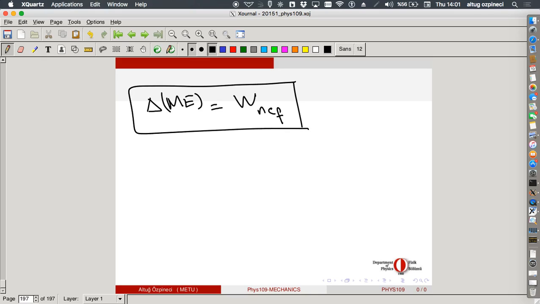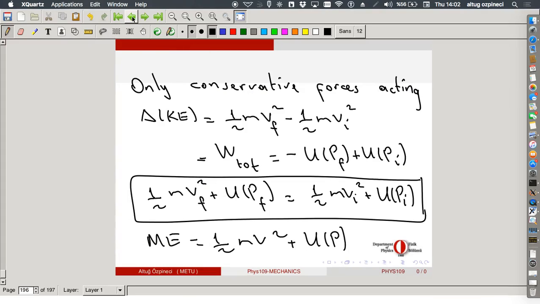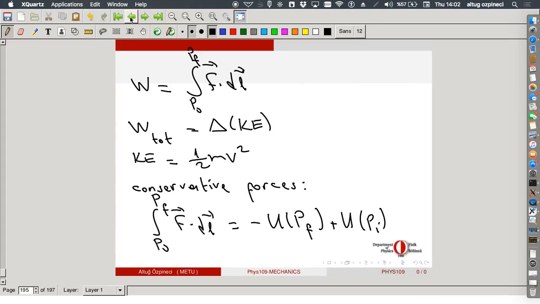Now, any questions up to here? About the potential energy, mechanical energy, kinetic energy? Other questions?